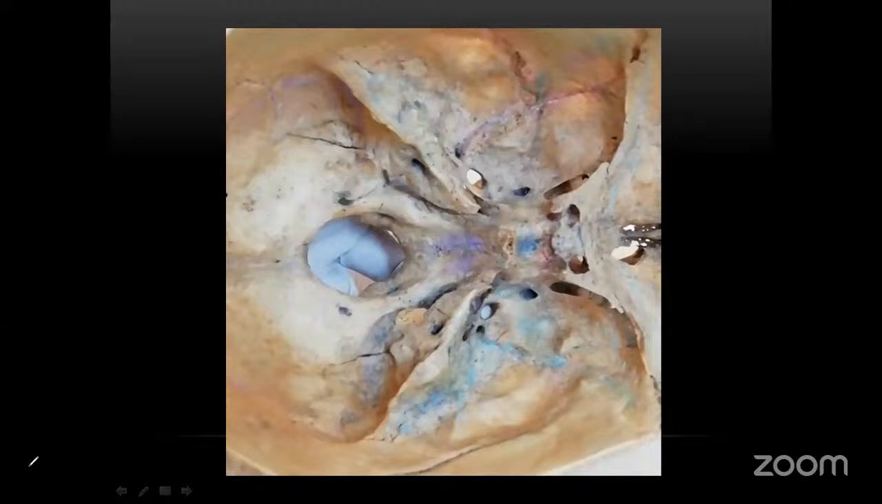So now the posterior surface of the petrous part of the temporal bone. This is the posterior surface of the petrous part of the temporal bone. This whole, this is the petrous part of the temporal bone. Okay, this whole. It has only two important things. Only two important ones. What is this foramen?